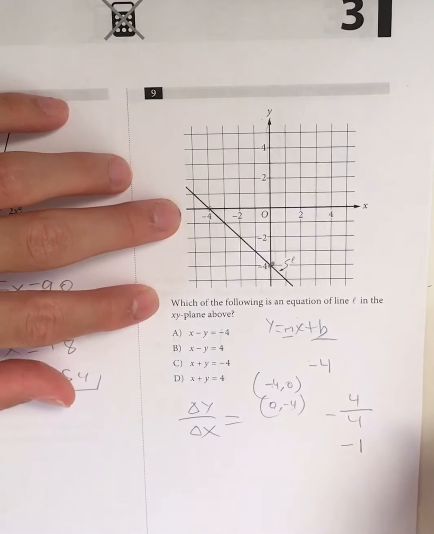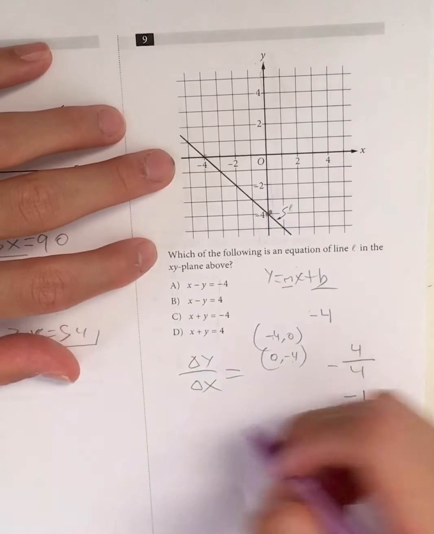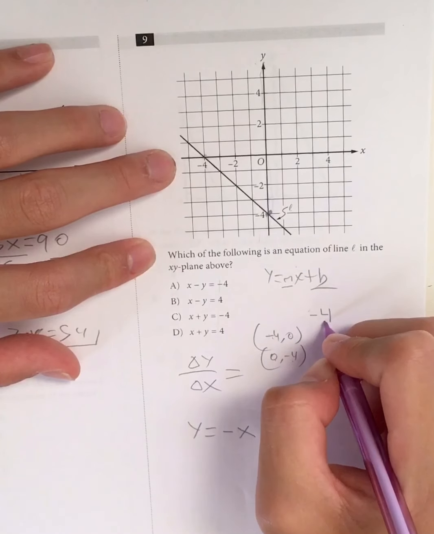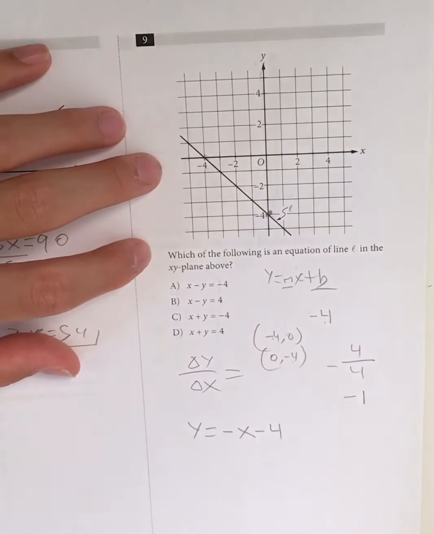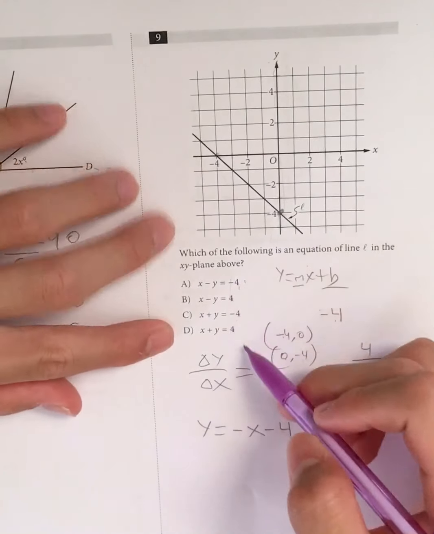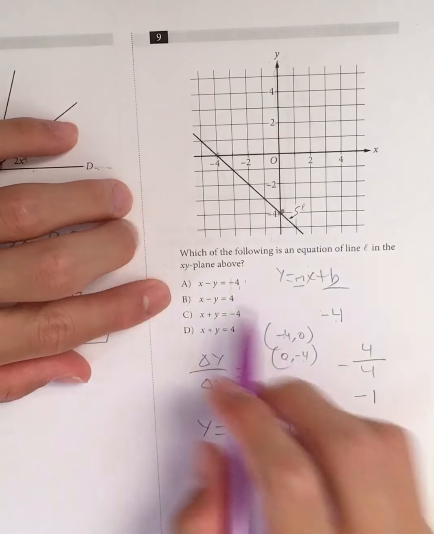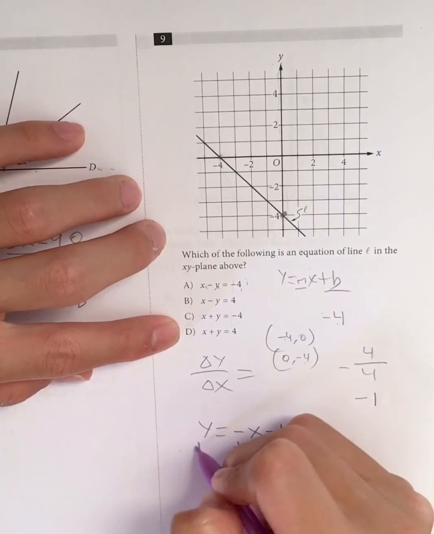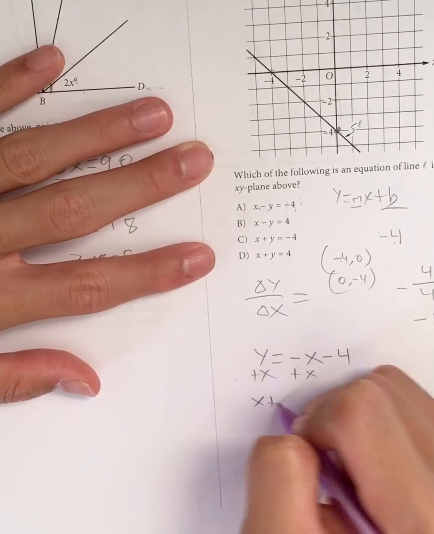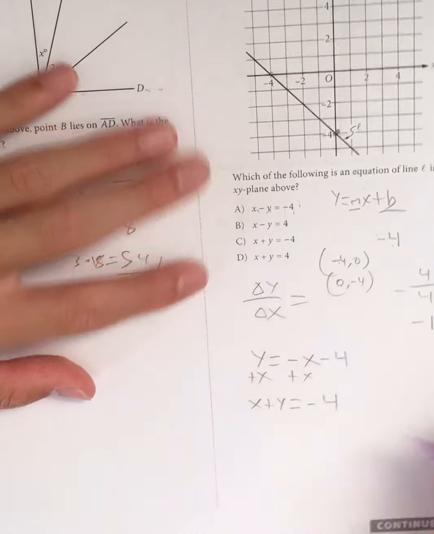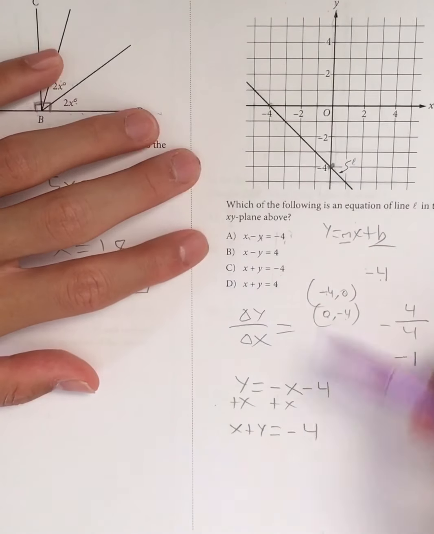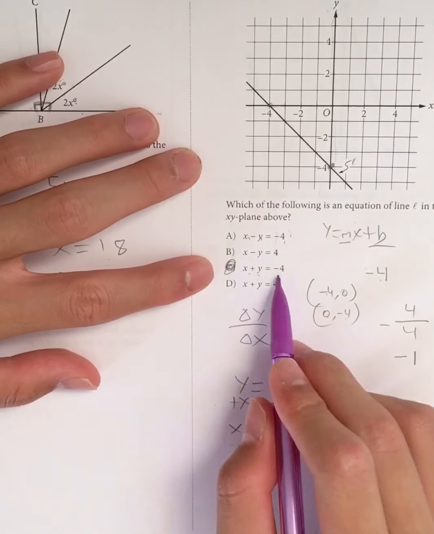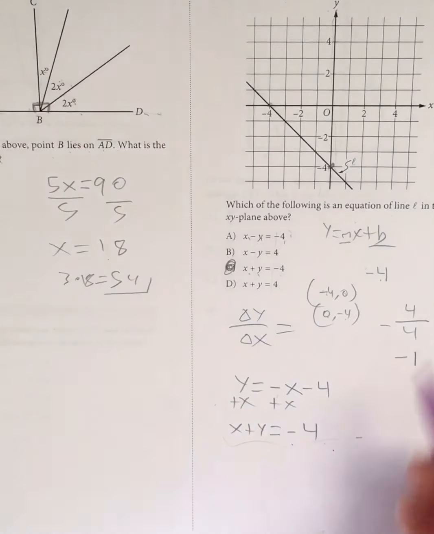So the equation of our line is going to be what? It's going to be y is equal to -x, and the y-intercept is -4, minus 4. So which one of the following is equal to this? As you can see here, it's in x minus y form. So if we just add x on both sides, this will give us x plus y is equal to -4. And boom, which one of the following looks like this? Our answer is going to be C. x plus y is equal to -4. That's what we have right here.